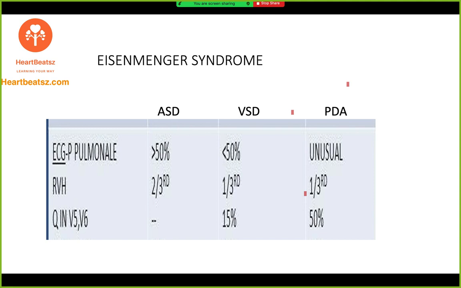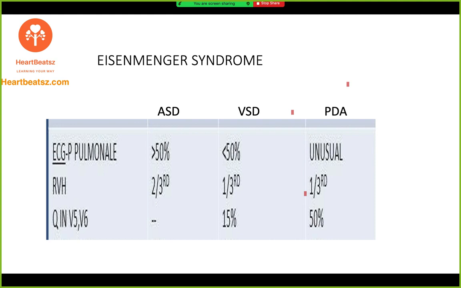So how about this Eisenmenger syndrome? We all remember what Eisenmenger syndrome is. We'll speak about it sometime later, but common things at least what we expect is ASD, VSD, and PDA. We all are aware that they are different entities. However, their presentation can be a bit similar.